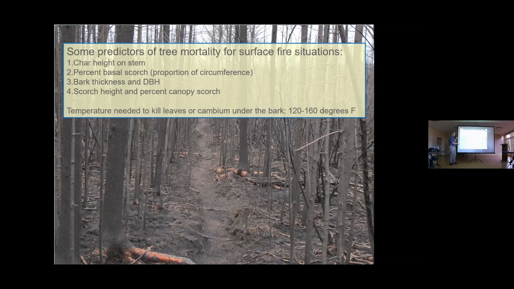So char height, if it's charred all the way to the top, of course, it was a crown fire, the trees are dead. If it's only charred up 5 or 6 feet, there might have been hot air rising up to the canopy to scorch the foliage, or there might not. Bark thickness is important. If it's a surface fire, is it going to kill the cambium right under the bark? Well, that depends on how thick the bark is and how long the fire lasts, as we'll see in a minute. And then the percent of the canopy that ends up being scorched is important for the mortality. It has to get up to anywhere from 120 to 160 degrees to kill live foliage. So that's not very hot compared to the temperature of a fire, which is usually up around 800 or 900, but can go up to a couple thousand degrees in some cases.